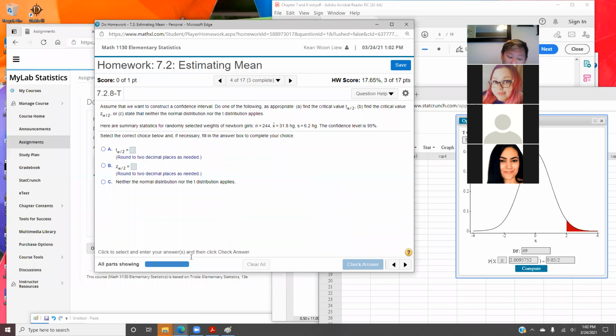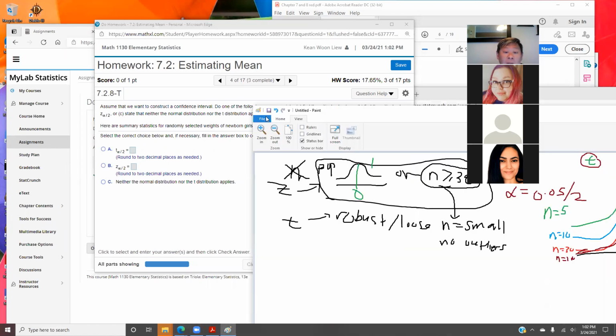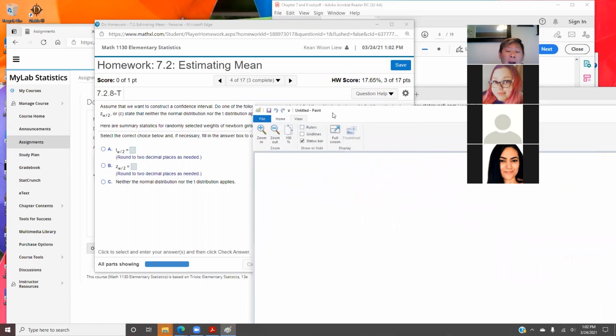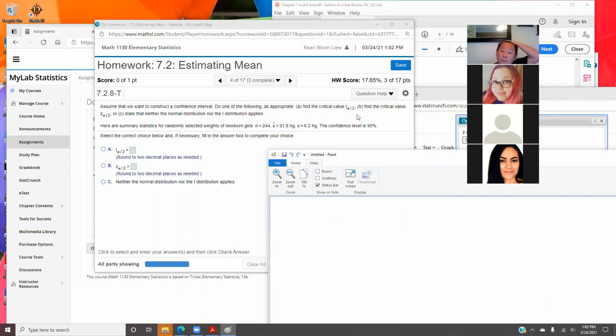This is the one that is different, so I'm going to teach you how to do this. In question 4 in 7.2, they're asking which one of these is appropriate to use. This kind of question will come up in your final as a multiple choice question, and this is the one I love to cover. Is it T alpha over 2, Z alpha over 2, or neither?